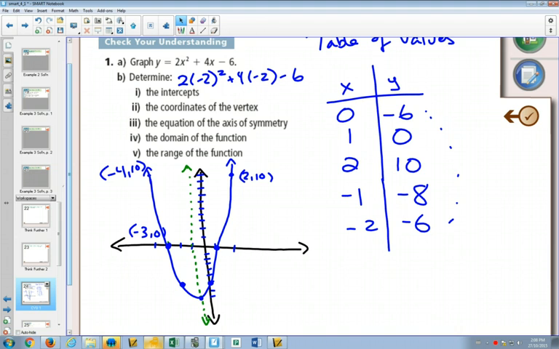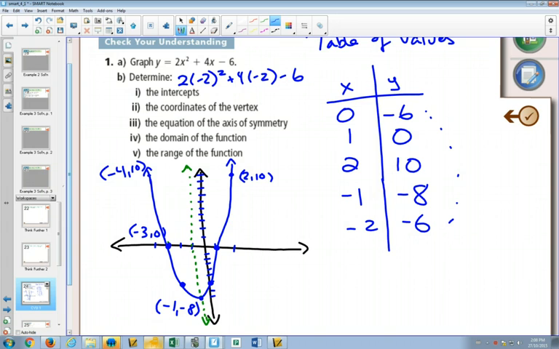So now that we've drawn our graph, we can label some things on here. This is going to be an important point. This point -1, -8 is important because it's called our vertex. So now when we go through here, can we determine all of these things from our table of values? Are we able to say what the x-intercepts and y-intercepts are?